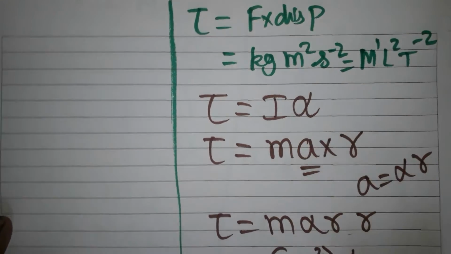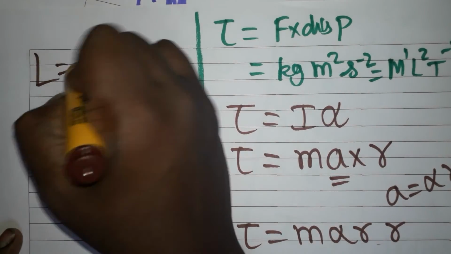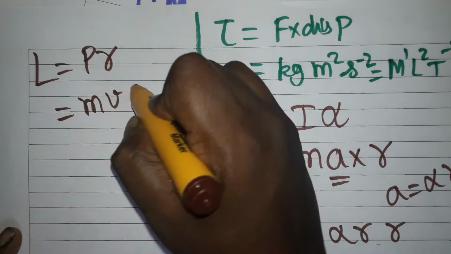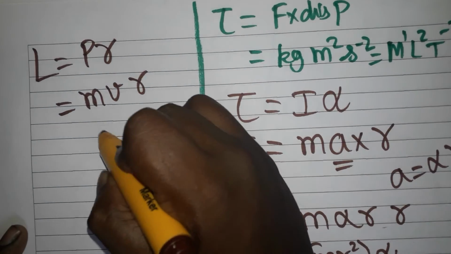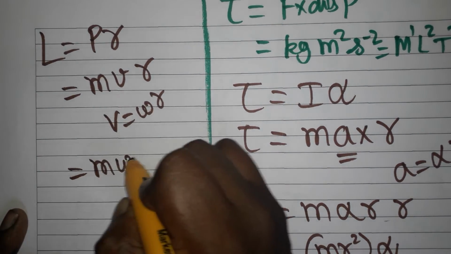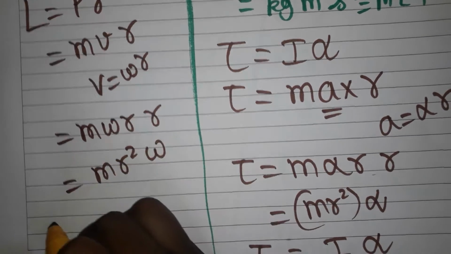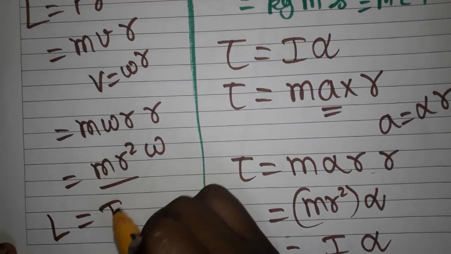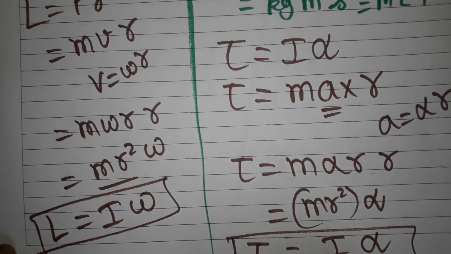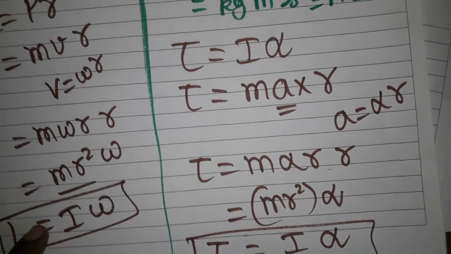Next, angular momentum. Angular momentum L is equal to linear momentum times radius. Linear momentum is mass into velocity, into radius. Velocity v is equal to omega times r. If you substitute this, m omega into r into r, so mr square omega. So angular momentum is equal to inertia times omega. This is also one of the relations in rotation motion. We are comparing linear motion and rotation motion.